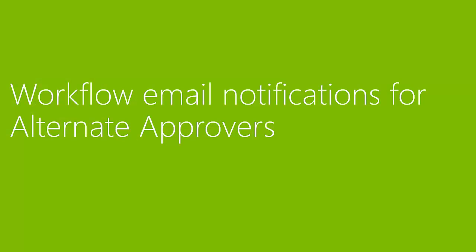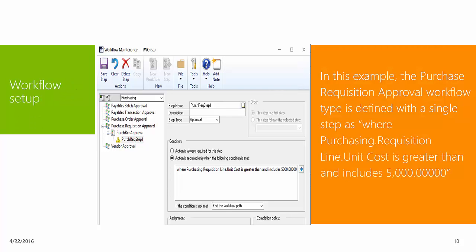Workflow email notifications for alternate approvers. In Microsoft Dynamics GP 2016, alternate final approvers are now able to receive email notifications. In prior versions, the primary approvers were notified, while the alternate final approvers were not.